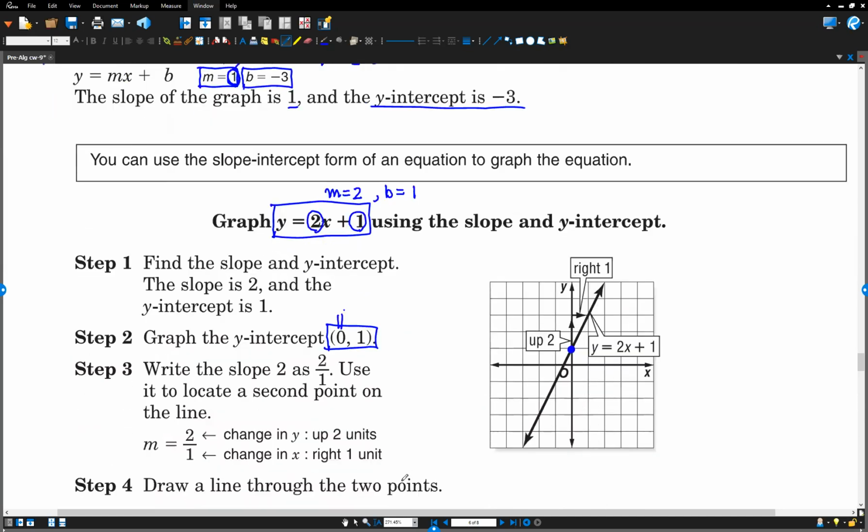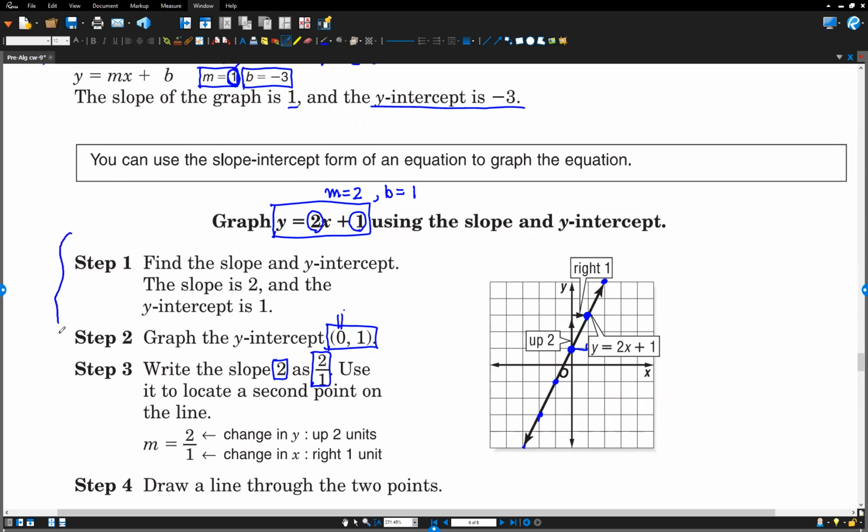Slope is 2. That's why you can change it slightly into fraction form, right? 2 equals 2 over 1, or you can use 4 over 2. 2 over 1 is easier, okay? So what does that mean? From the starting point, 1 right, 2 up. You can find the next point very easily. 1 right, 2 up. Just follow the pattern from here. Now to the left it is 2 down, 1 left, 2 down, 1 left. That's the graph.